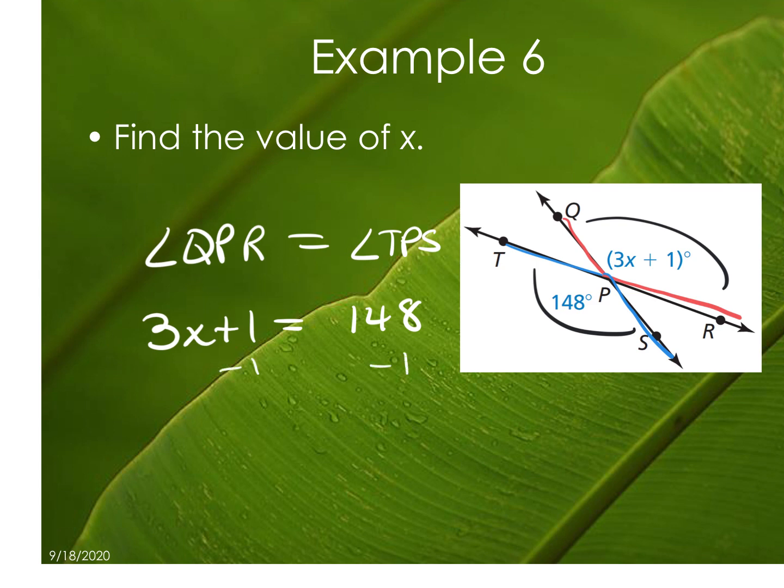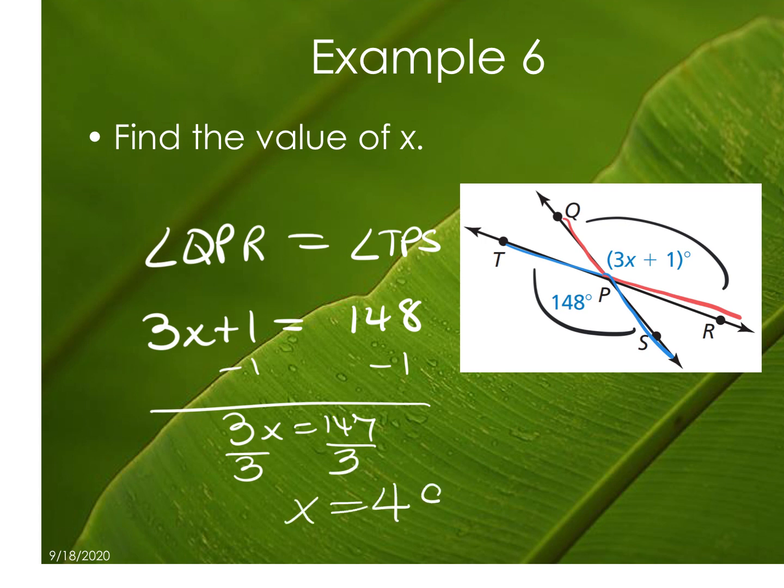Subtract 1 from both sides, and I get 3x equals 147. Divide by 3, and x equals 49. They didn't ask me to plug anything in. All they wanted was x.